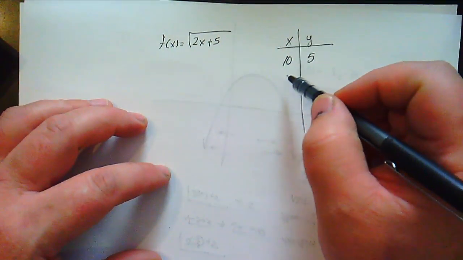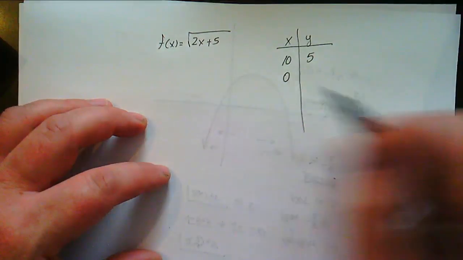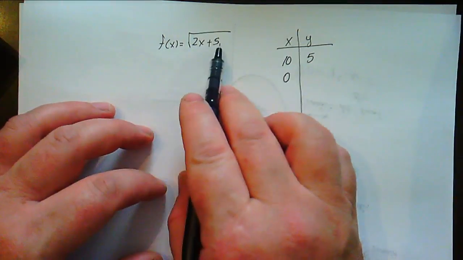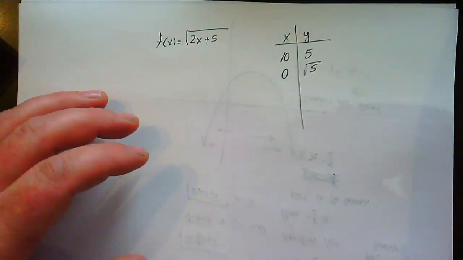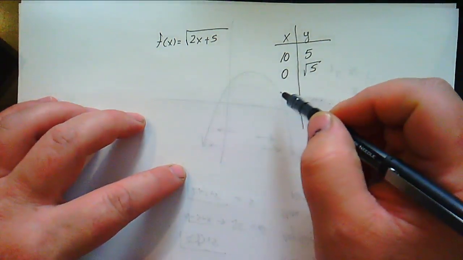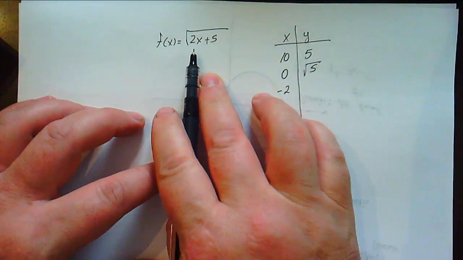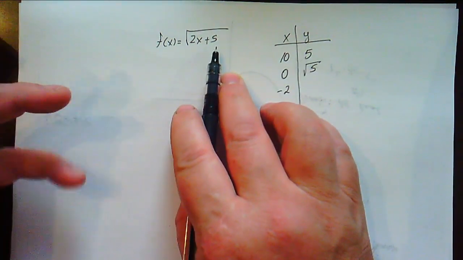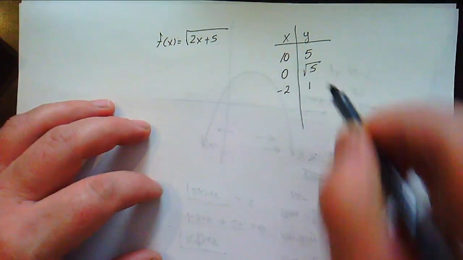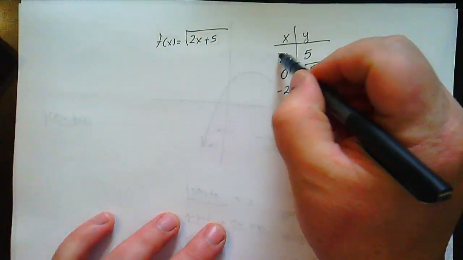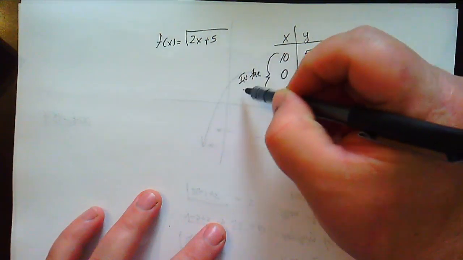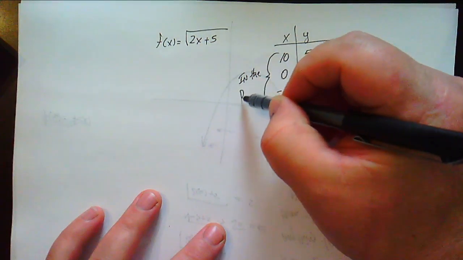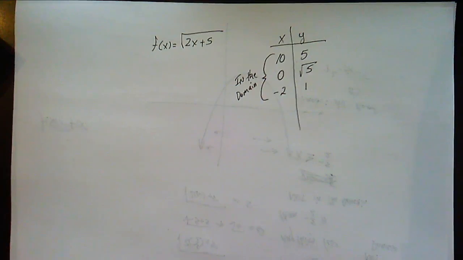Another example would be 0. I can plug 0 in. If I plug 0 in, 2 times 0 is 0, plus 5 is 5. So that's the square root of 5, but that's still a real number. Then you can put that in a number line. You can order it, all that kind of stuff. I could even put in a negative 2 if I wanted, because 2 times negative 2 is negative 4. Negative 4 plus 5 is 1. The square root of 1 is 1. All of these, this is not the entire domain, but they're all in the domain. Do you see what I'm talking about right there?